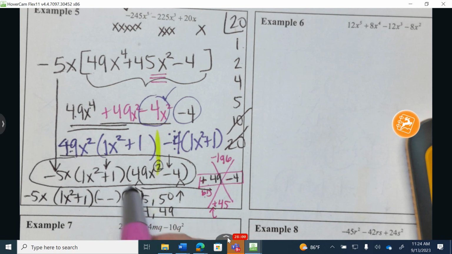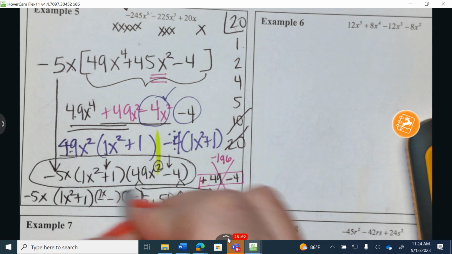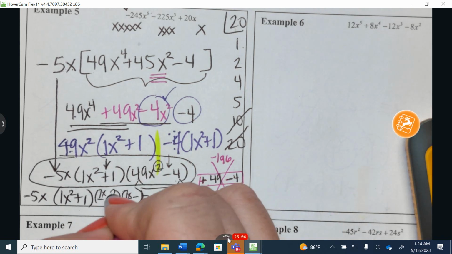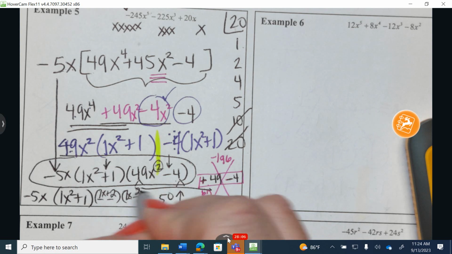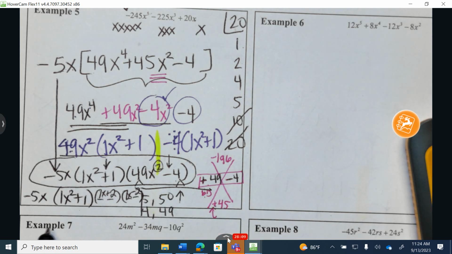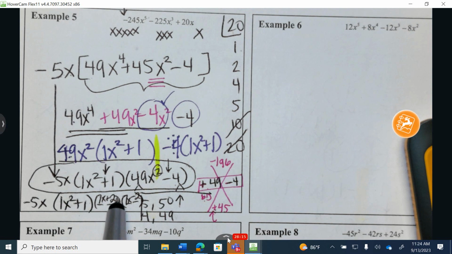I know I don't have a lot of room here. The 7 and the x goes in front. The 2's going back. 1 is positive and 1 is negative. So I know that's hard to see, but this is negative 5x times the quantity 1x squared plus 1 times the quantity 7x plus 2, and finally times the quantity 7x minus 2.